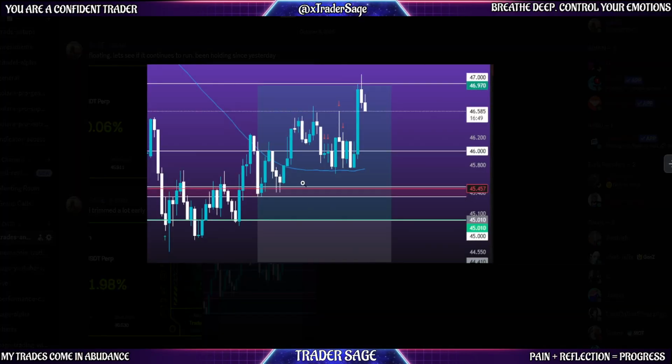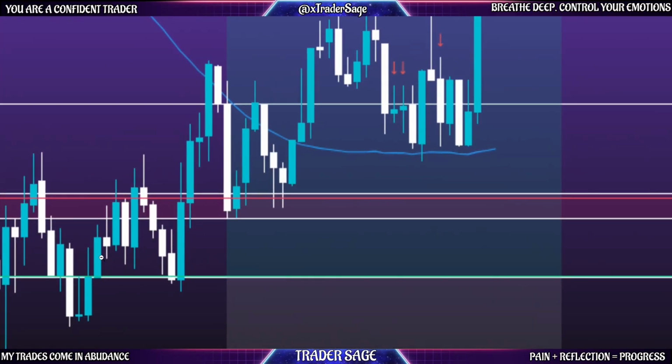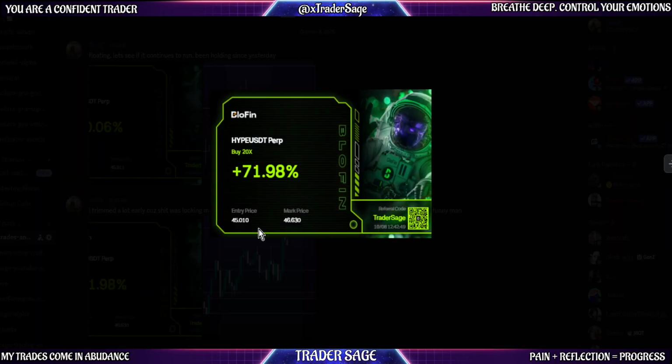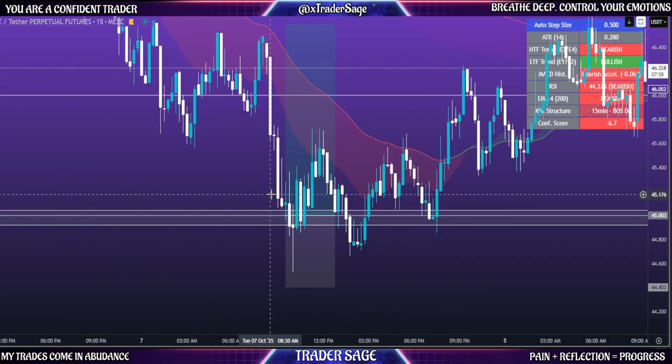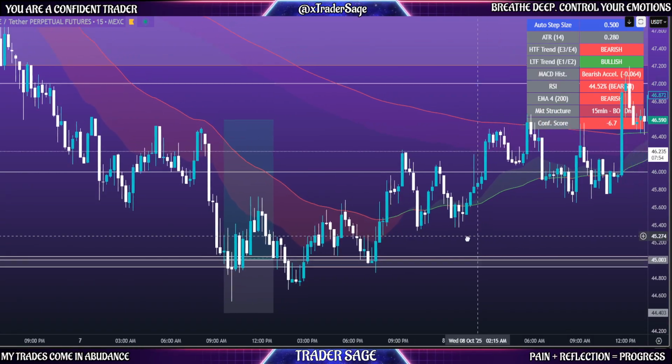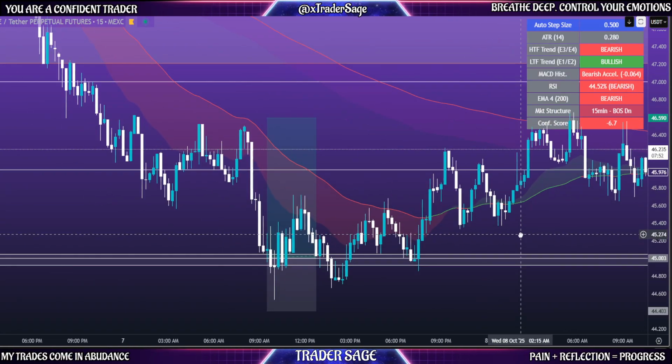Came super close to stopping me out. And that was my entry down there, that green arrow. And I caught a nice little trade right there. 71%. But here's the thing, I had no confirmation on that trade. It was just a limit order entry at 45.